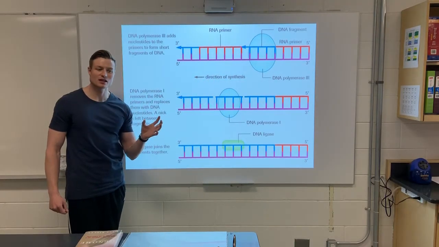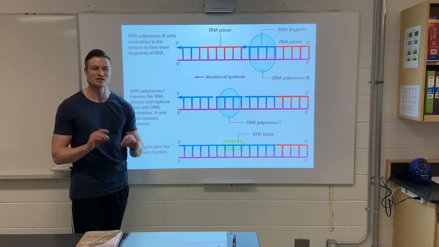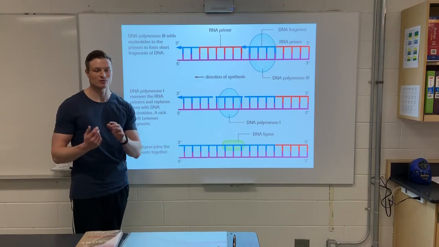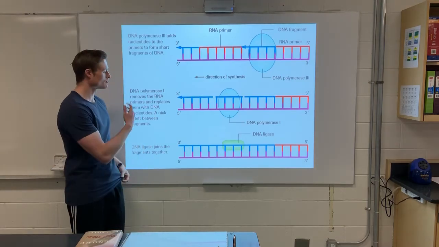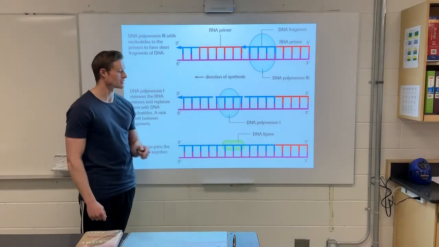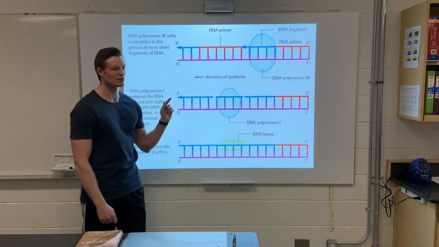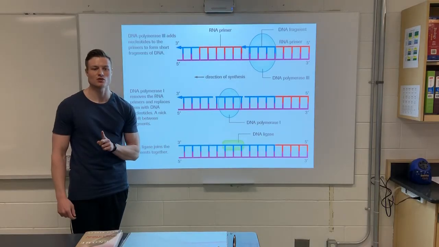RNA, DNA, they sound the same, but they're not the same. They're slightly different. We can't use RNA when we're making a strand of DNA. So we're going to remove our attachment points, remove the primers, and replace them with the appropriate DNA molecules. So we're going to remove these primers and replace them with DNA. That's the job of polymerase 1.